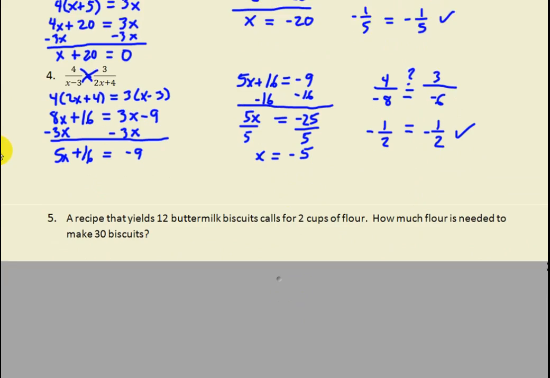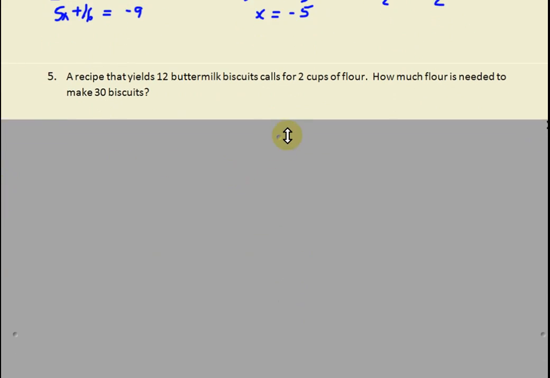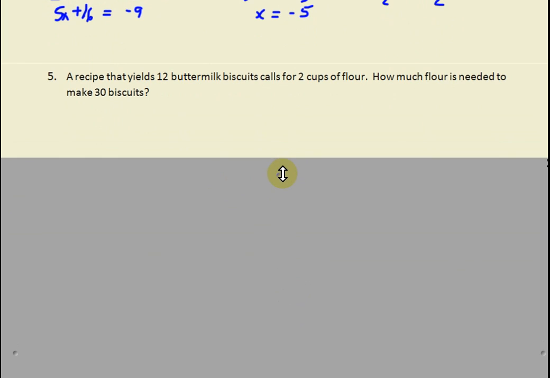Alright, number 5. We have a recipe that yields 12 buttermilk biscuits, calls for 2 cups of flour. How much flour is needed to make 30 biscuits? So we could set this up a couple ways. Let's look at the ratio of biscuits to flour. So we have 12 biscuits to 2 cups of flour will equal, let's see, in the second case we have 30 biscuits to, we don't know how many cups of flour, so let's say X.